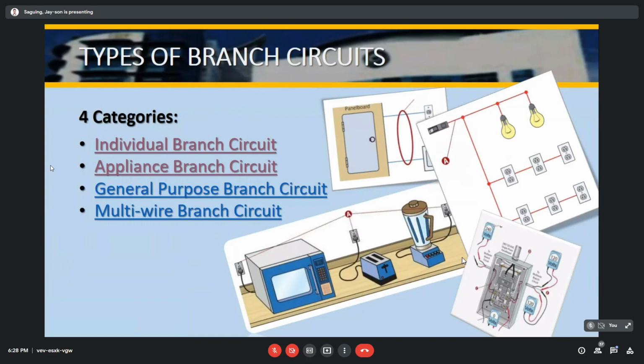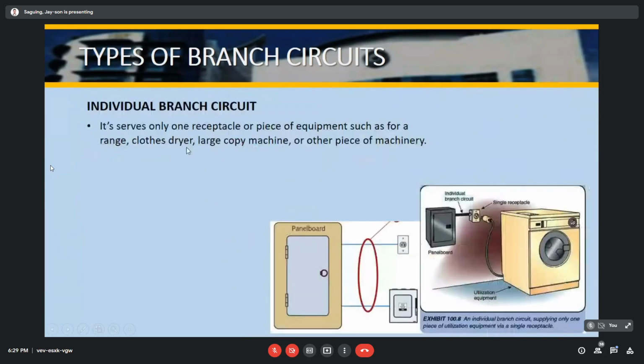In branch circuits, there are 4 primary types of branch circuits, so 4 categories. First, individual branch circuit. Second, appliance branch circuit. Third, general purpose branch circuit. Fourth, multi-wire branch circuit. Now, individual branch circuit.